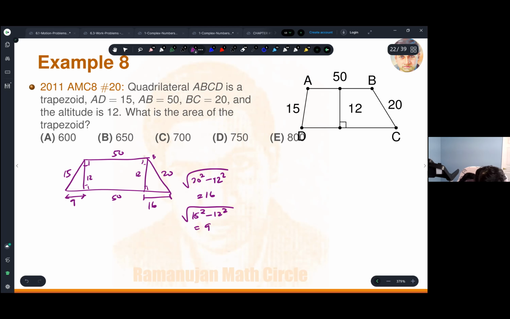So now let's look at the formula for the area of a trapezoid. It's half b1 plus b2 times h. We know b1 is equal to 50, b2 is equal to 9 plus 50 plus 16, which is equal to 75. And then we know h is equal to 12. So we plug it in and we go 50 plus 75, and then times 12.